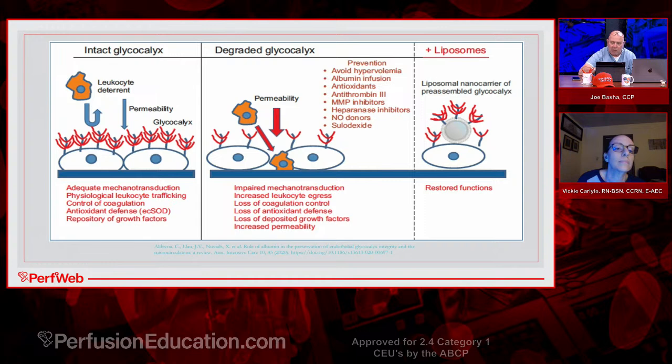You have a loss of coagulation control, loss of antioxidant defense, loss of deposited growth factors, and this increased permeability. Once you have this increased permeability, you can also lose your albumin. That can perpetuate the problem and cause capillary leak syndrome, which is absolutely devastating and disastrous. You want to avoid that. So the preventive measure is to avoid both hypervolemia and hypovolemia. You want to avoid big, large shifts in volume.